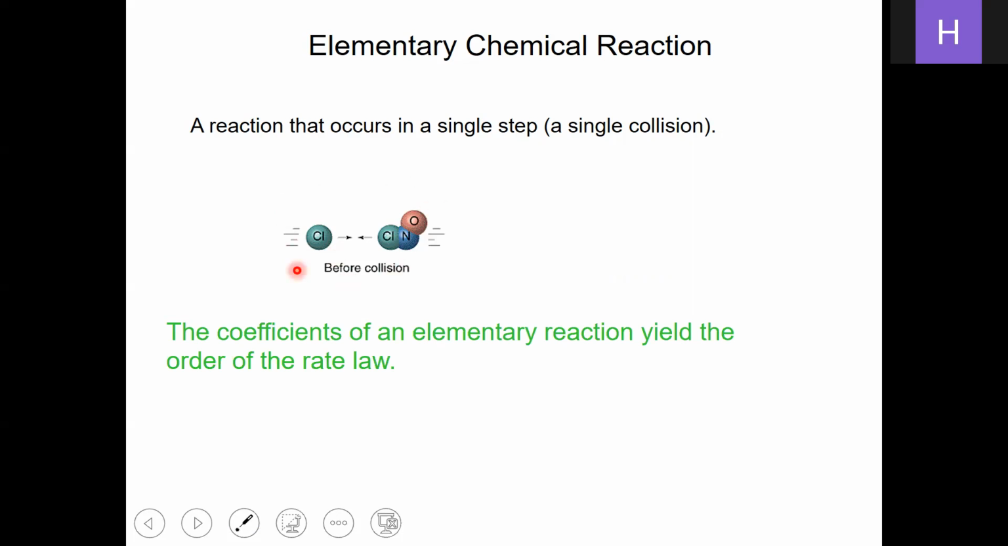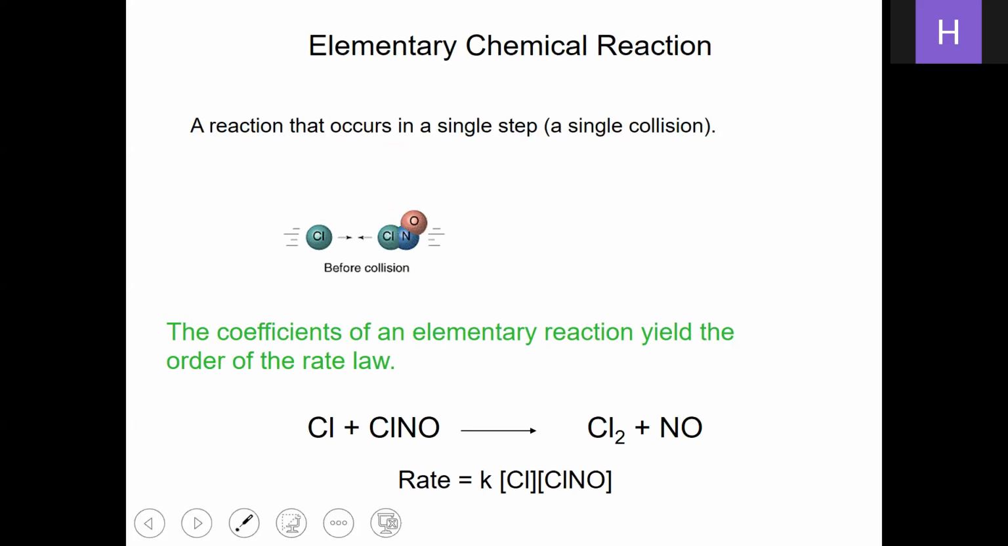So if this is my elementary step, it's one molecule of chlorine colliding with one molecule of ClNO. So I can know that my rate law for this elementary step is Cl to the first power times ClNO to the first power. This is a reaction that is first order in chlorine, first order in ClNO, second order overall. I know that because what I'm given is an elementary step.